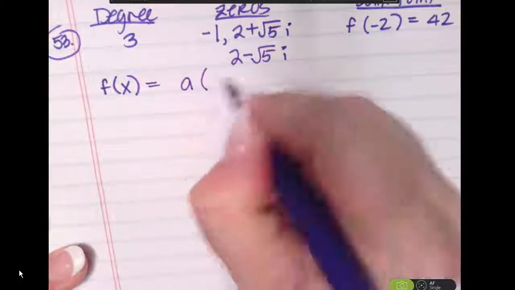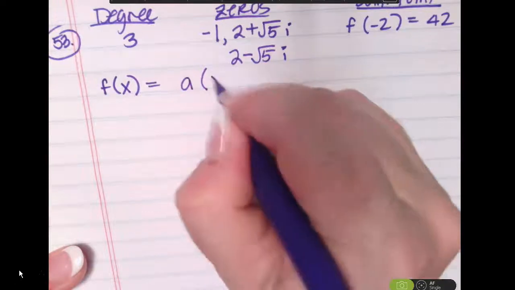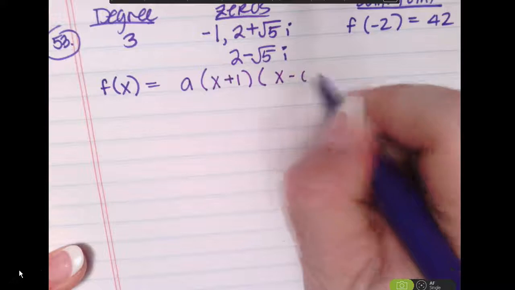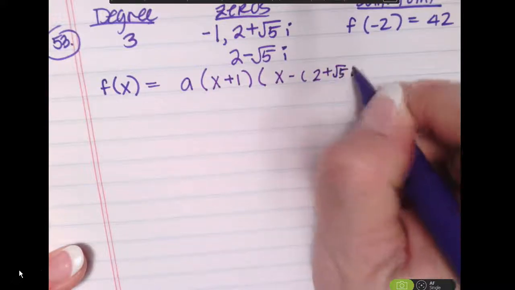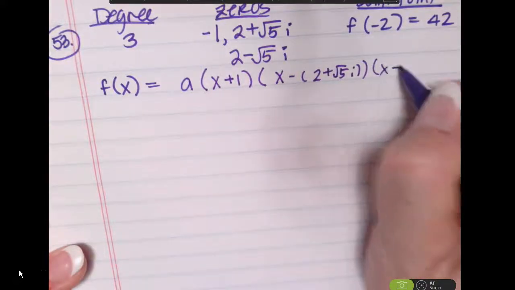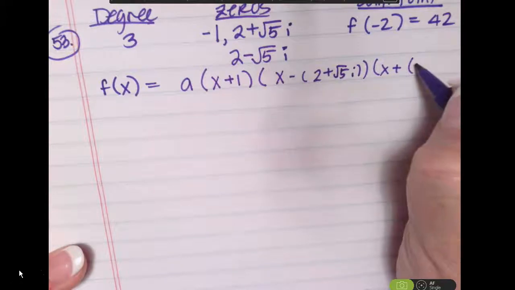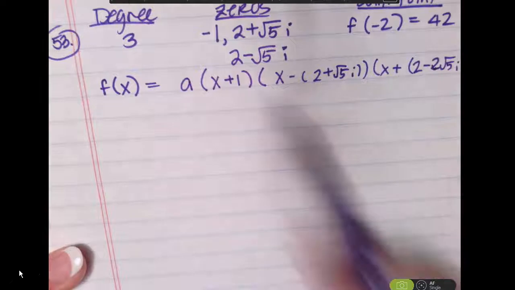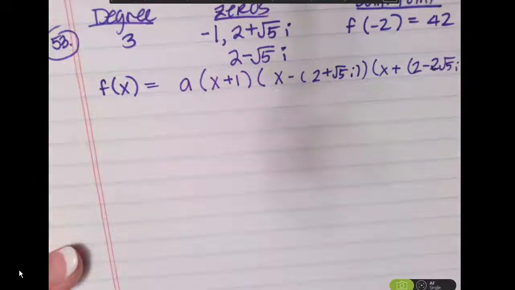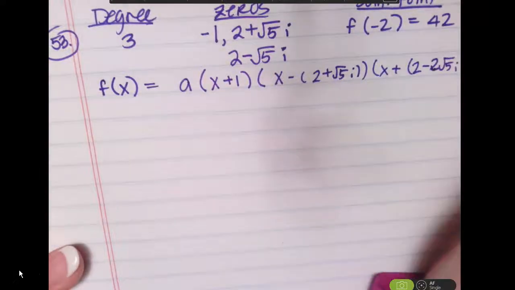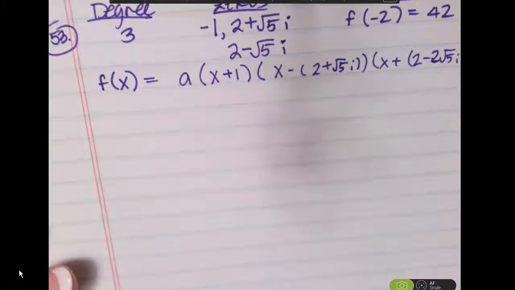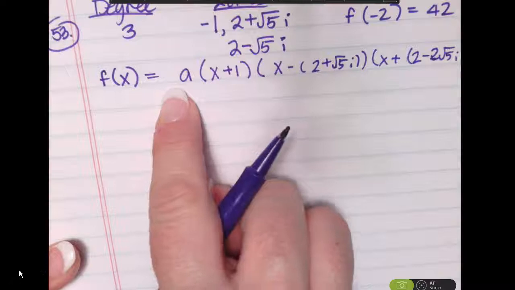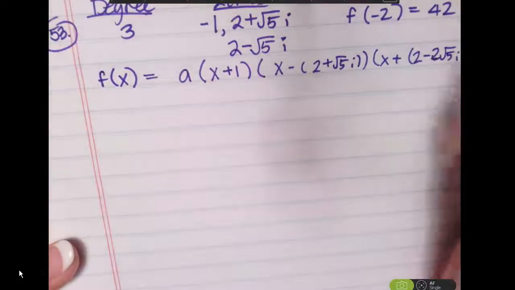So we're going to write it out like this. If negative 1 is a factor, then x plus 1. And here we have x minus 2 plus radical 5i, and x plus 2 minus 2 radical 5i. So we still have to FOIL out all this stuff, and then at the very end, we'll use this point that's given to figure out what A is.